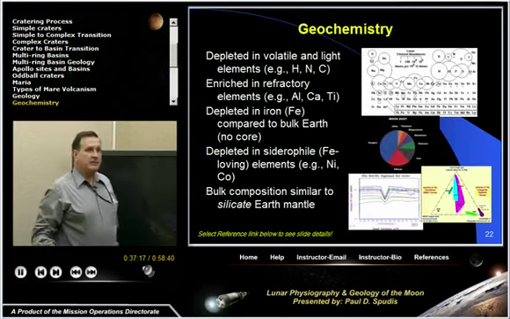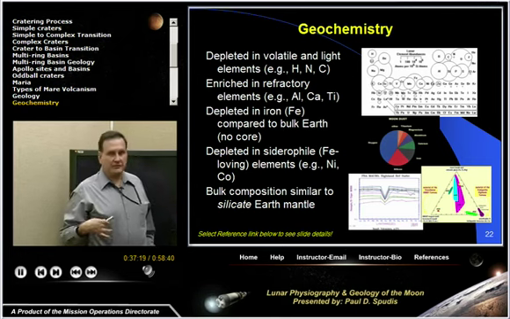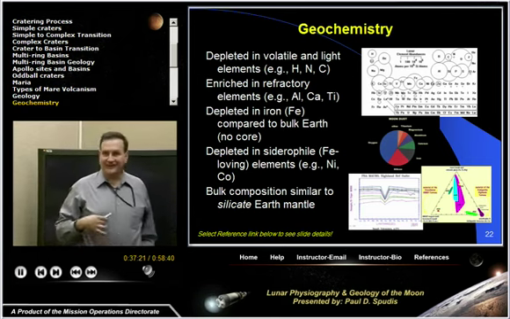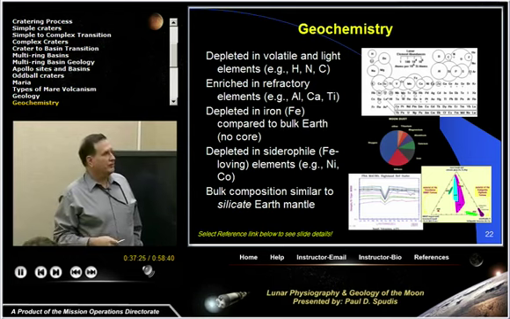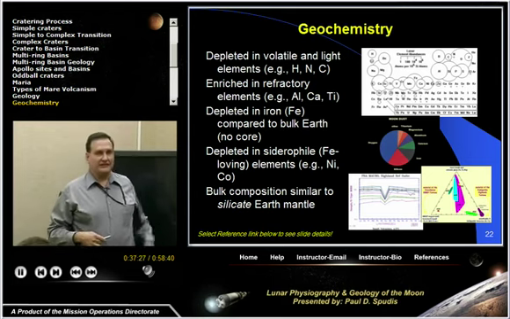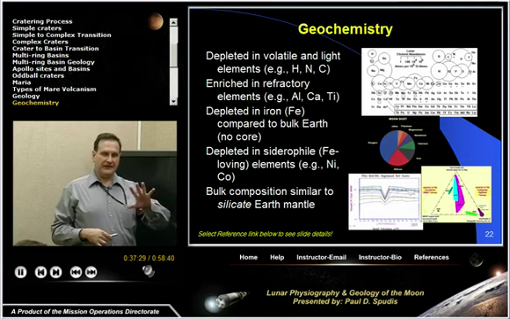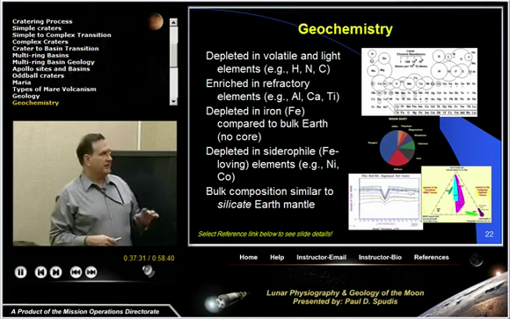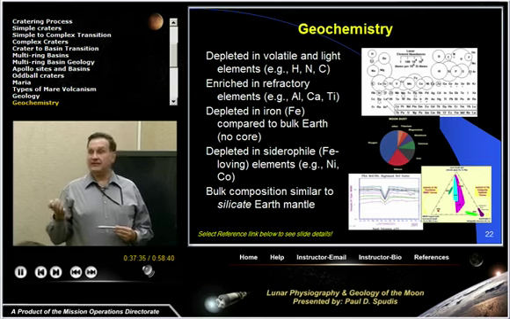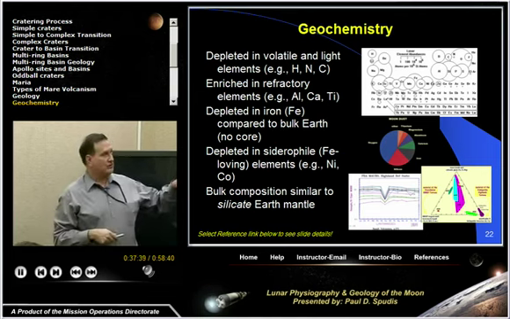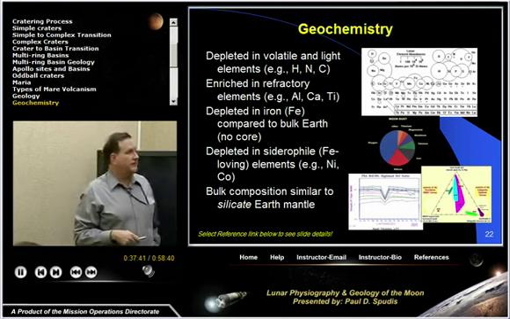Geochemistry, as the name implies, studies the chemistry of planetary materials. We're interested in the elemental composition of them. And in the case of the moon, it's depleted in volatile light elements. That means it has less of them than Earth and meteorite material does. But it's enriched in refractory elements. A refractory element is one that has a very high boiling point. So elements that have high boiling points are enriched, elements that have low boiling points are depleted in the moon.